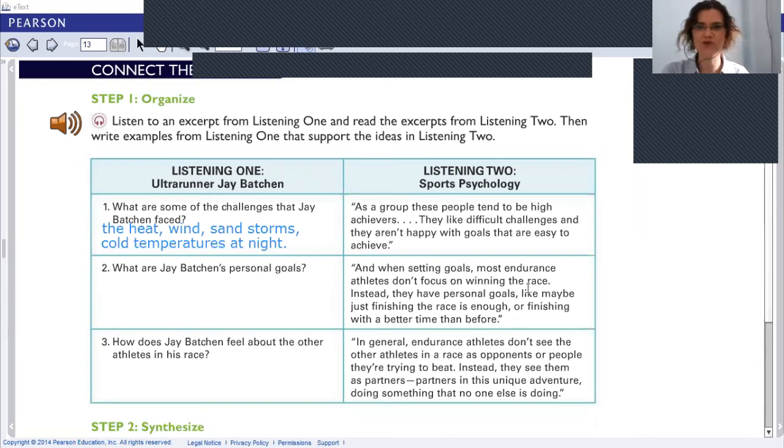See, athletes don't focus on winning the race. It's more the whole process of it that matters to them. What about number 3? How does Jay Bashan feel about the other athletes in the race? Now let's read this part. In general, endurance athletes do not see the other athletes in the race as opponents or people they're trying to beat. Instead, they see them as partners in this unique adventure, doing something that no one else is doing. Go back to the question. How does Jay Bashan feel about the other athletes in his race?